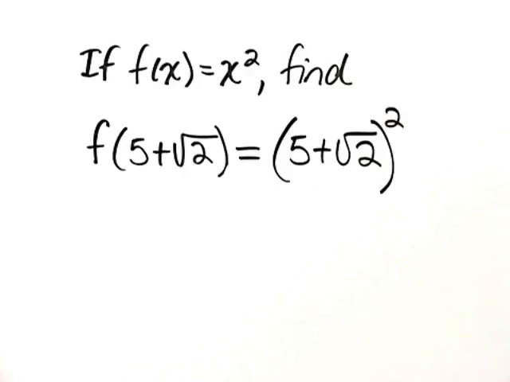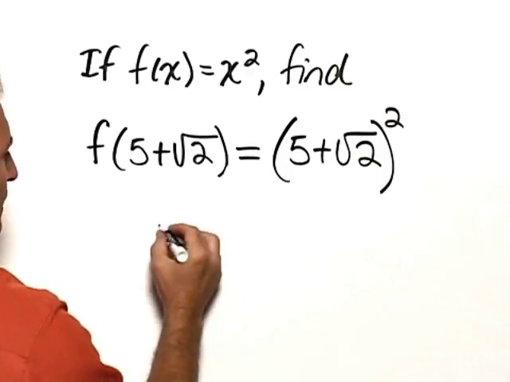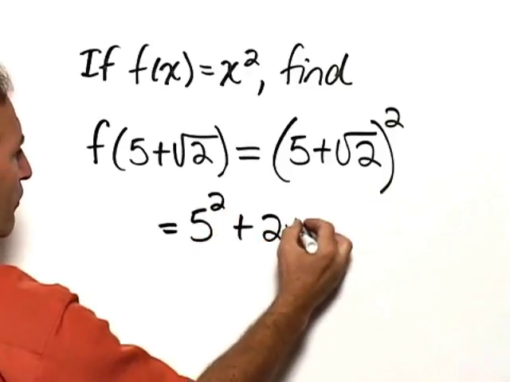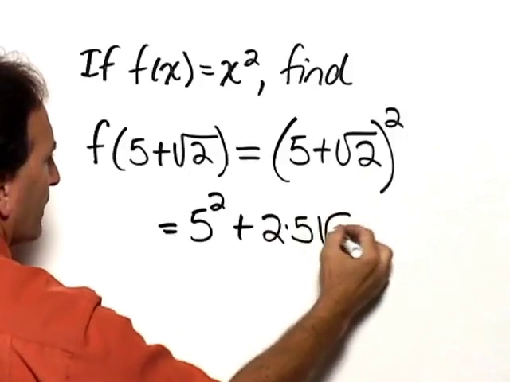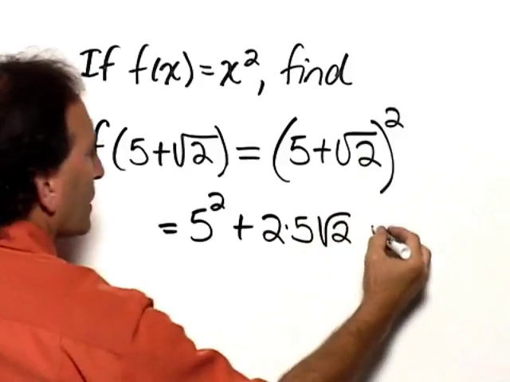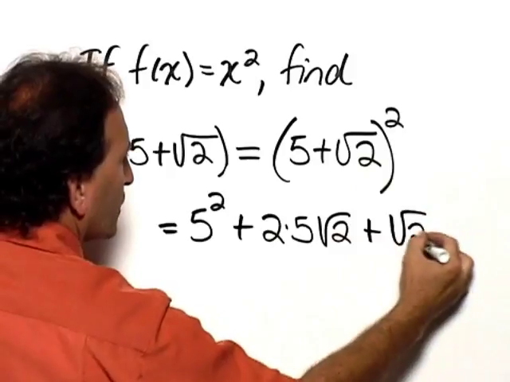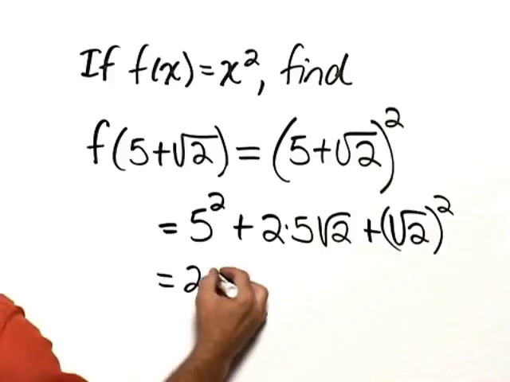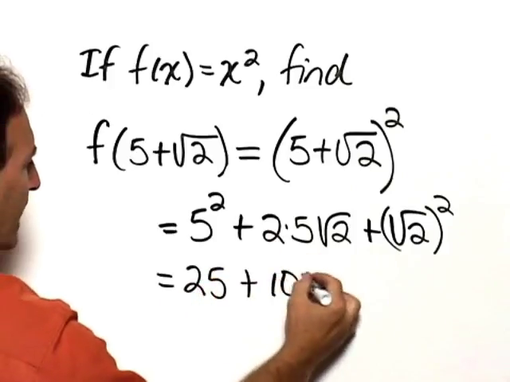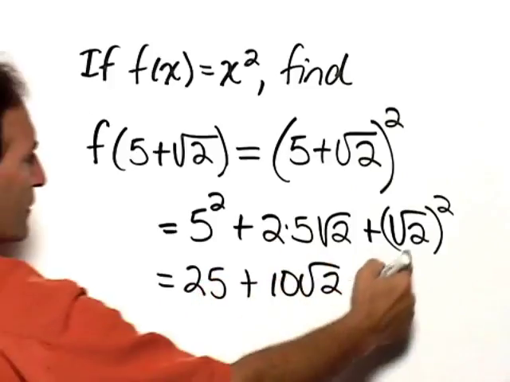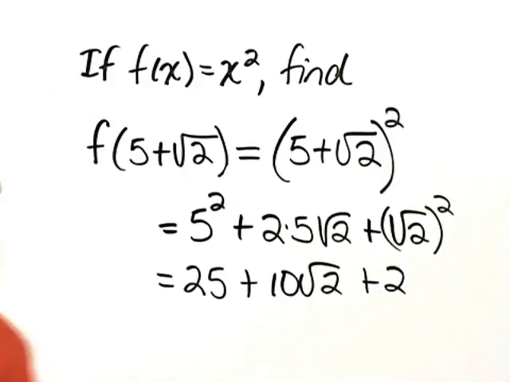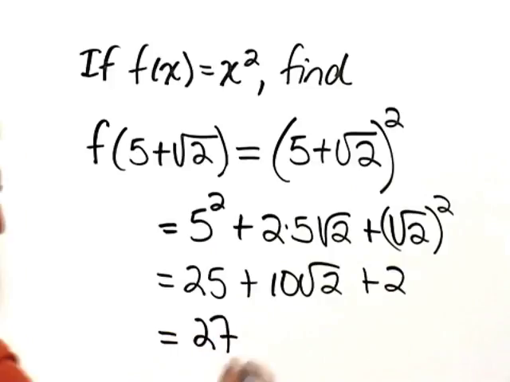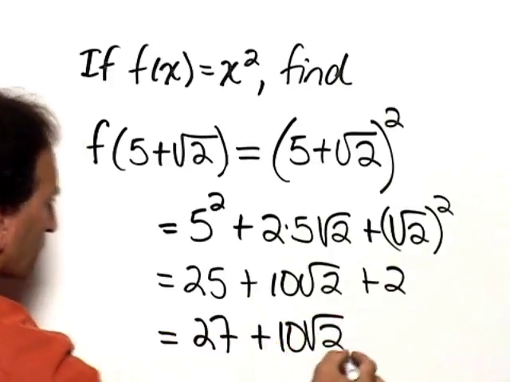And simplifying that, we expand this binomial. This would be equal to 5 squared plus twice the product of 5 times the square root of 2 plus the square root of 2 squared. Simplifying further, this is 25 plus 10 square roots of 2. The square root of 2 squared is 2. And so our final answer would be 27 plus 10 square roots of 2.